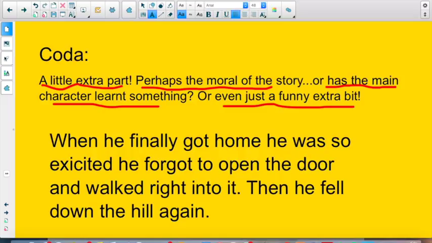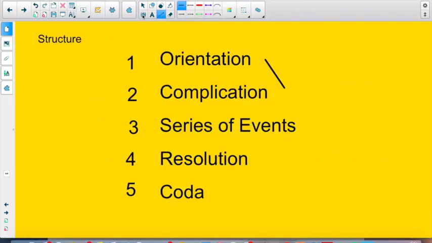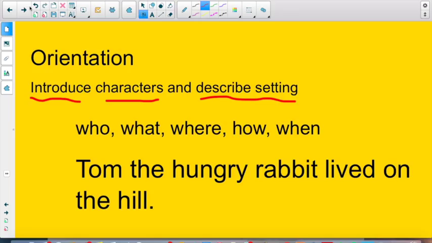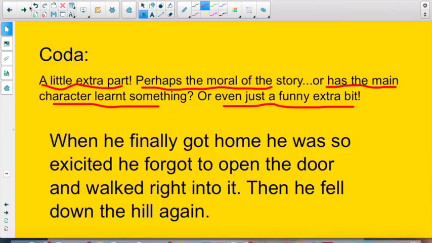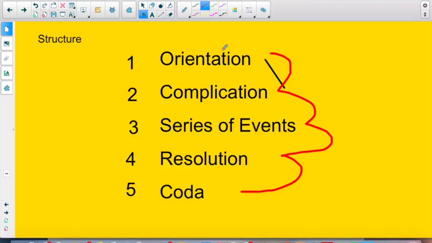Great. So you can see our story has got 5 parts. It's got 1, an orientation, 2, a complication, 3, a series of events, 4, a resolution, and then 5thly, a coda as well. 1, 2, 3, 4, 5. And whenever you write me a story, I want you to write it like that. 5 paragraphs. Each paragraph is going to be one of these. Your first paragraph is going to be an orientation, your second a complication, your third a series of events, your fourth a resolution, and your fifth a coda.